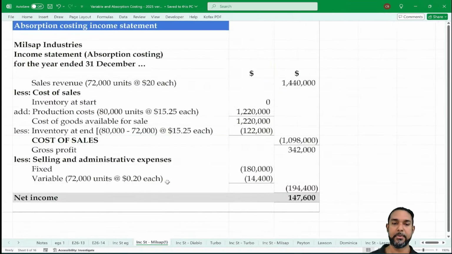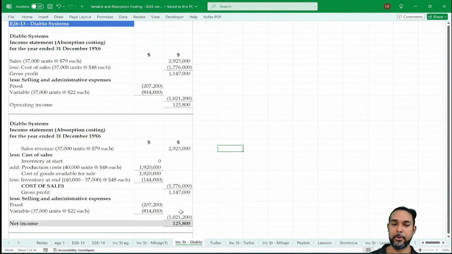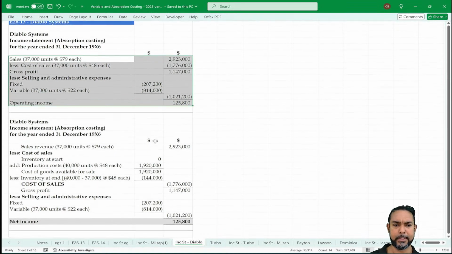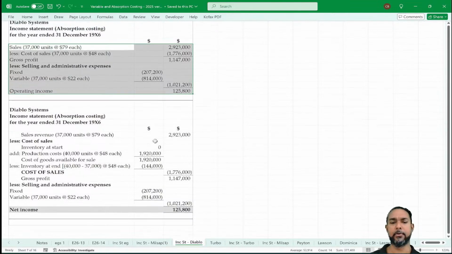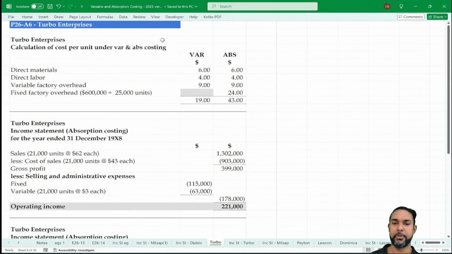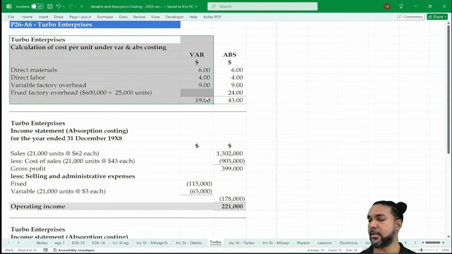So we did Milsap and the absorption costing income statement. We also did Diablo, which is the one where I made a bit of an error. And I think we did Turbo. We did the cost per unit, and then we did the income statement under absorption costing.